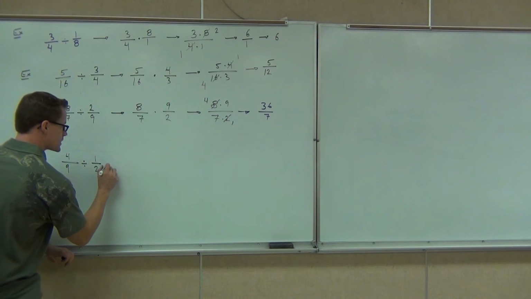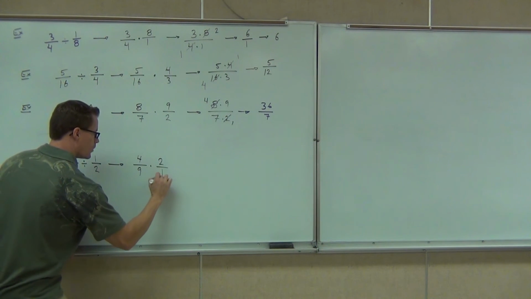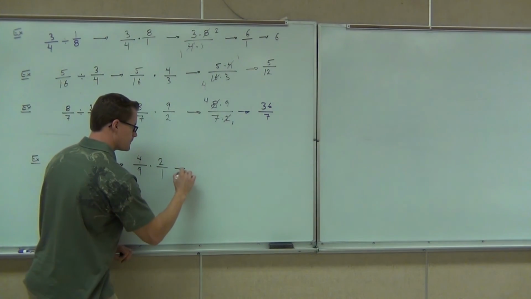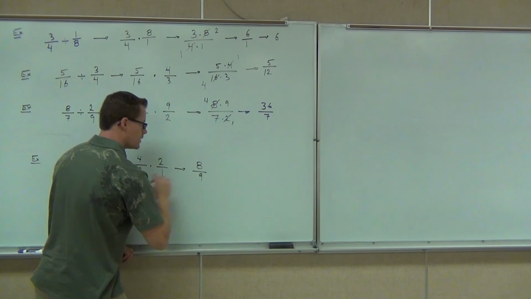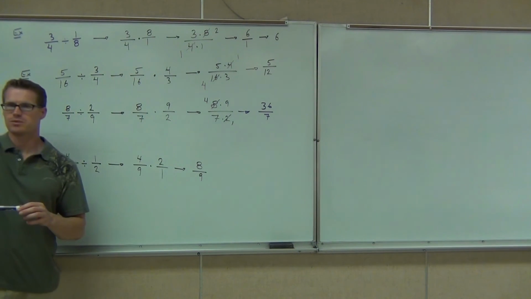So here we'll flip our second fraction, we get 4/9. We'll get 2 over 1. Actually, nothing even simplifies there. We're just going to get 8/9, and we're done. As good as we can do. How many people feel pretty good about these two examples? All right.